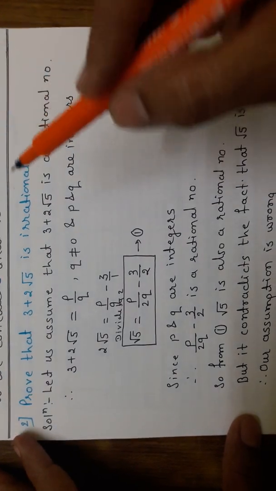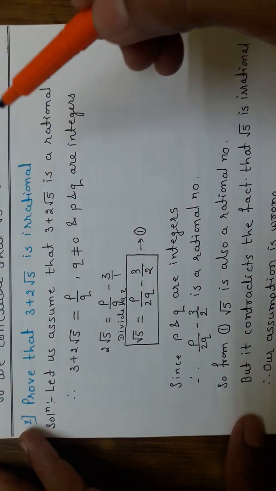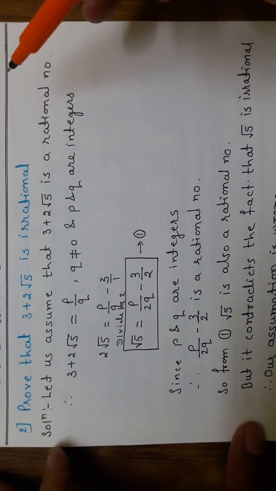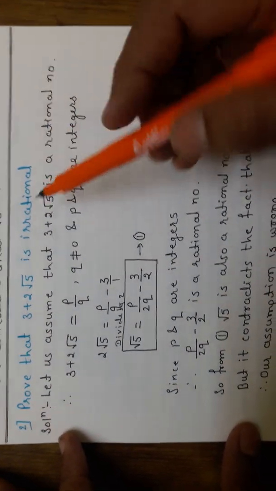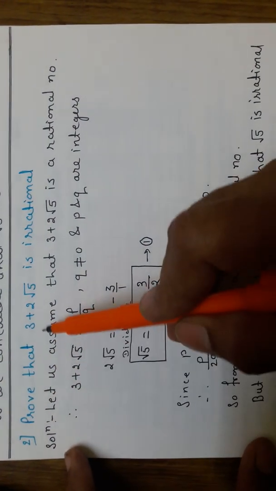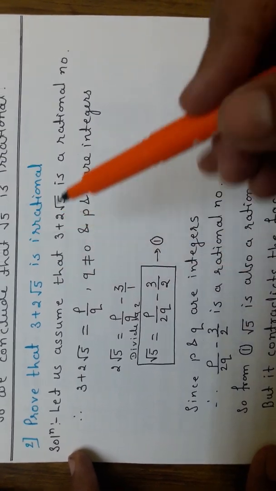Now we have already proved that root 2 and root 5 are irrational numbers. Similarly we can prove root 3 and root 7 are also irrational numbers, and using this we are going to prove the second problem: prove that 3 plus 2 root 5 is irrational.